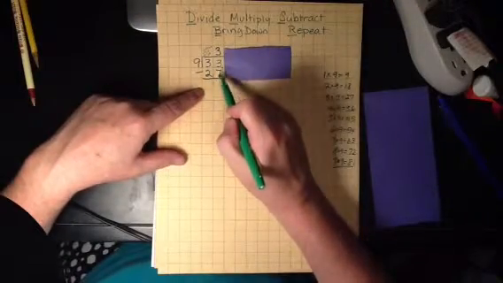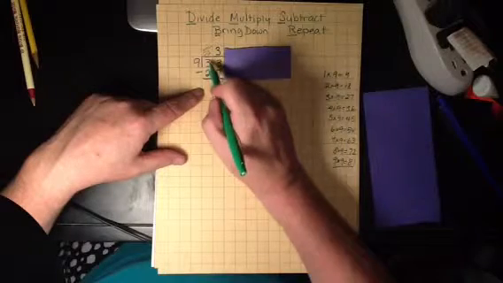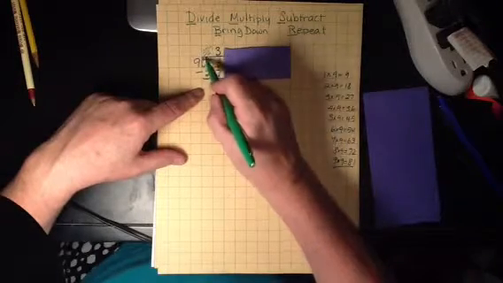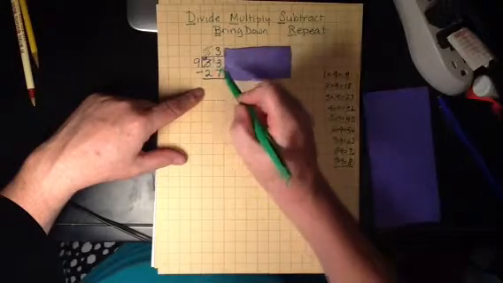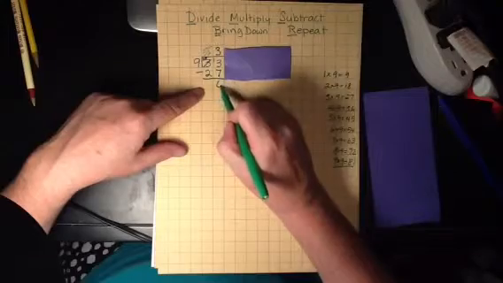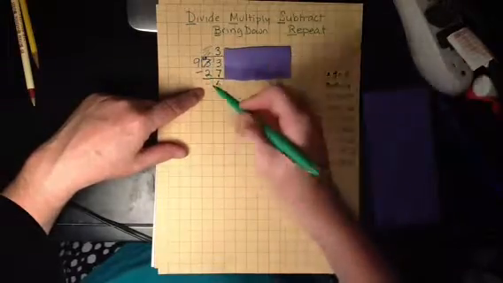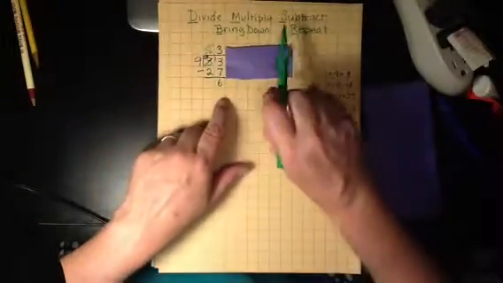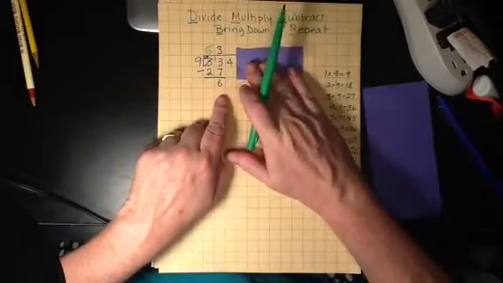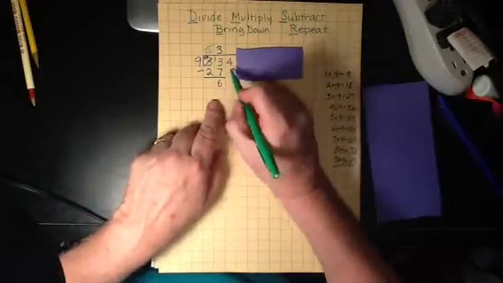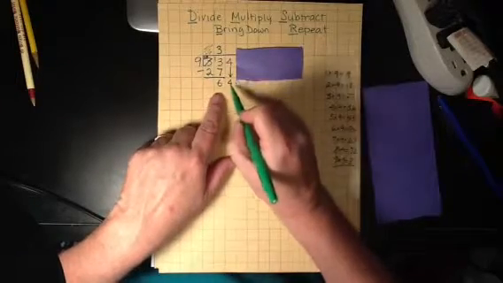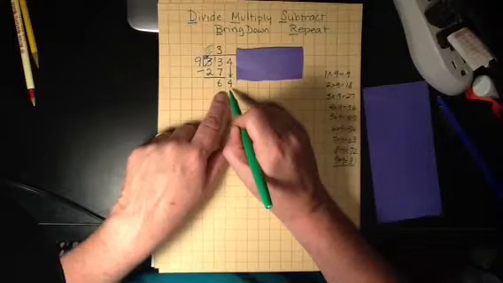I cannot take 7 from 3, so I'm going to borrow 10 from here and leave 2, and make 13. 13 minus 7 is 6. 2 minus 2 is 0. So I took care of my subtraction. Now I'm going to bring down. There's a 4. I'm going to bring it down. And so now I'm working on 64.